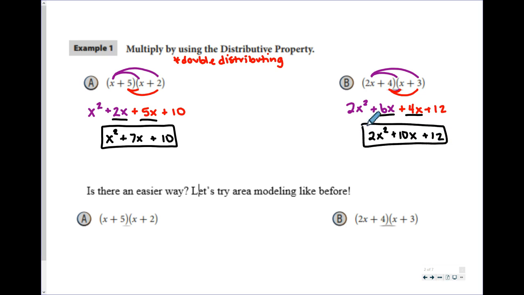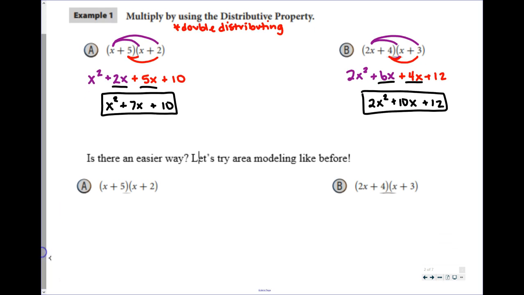Okay. Now, I think there's a much easier way to do these problems in terms of making sure you don't make mistakes. There's a way to organize our work. Remember how we did a little bit of area modeling in the last learning target? We drew the box and made an area model. So we can also area model with problems like these.